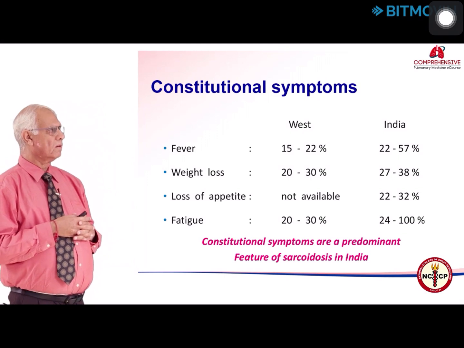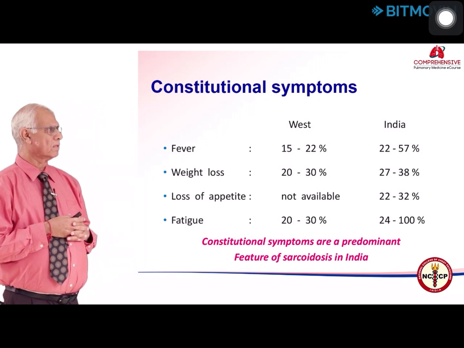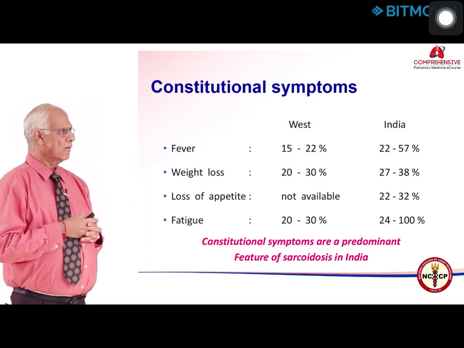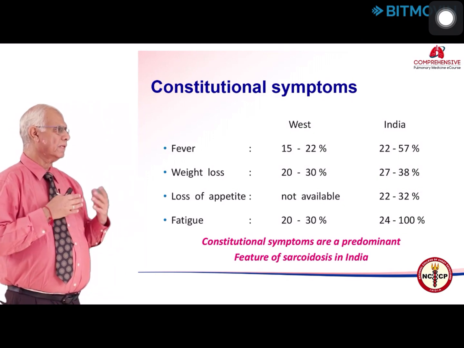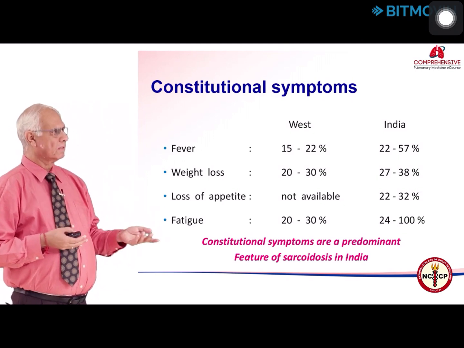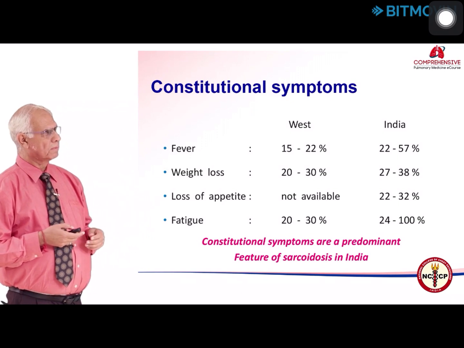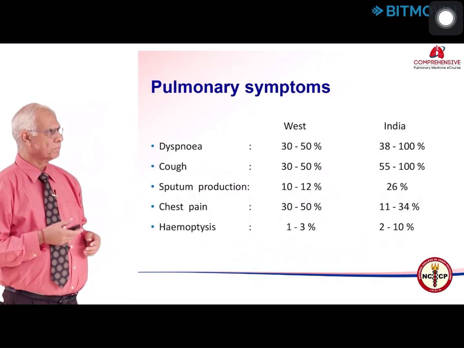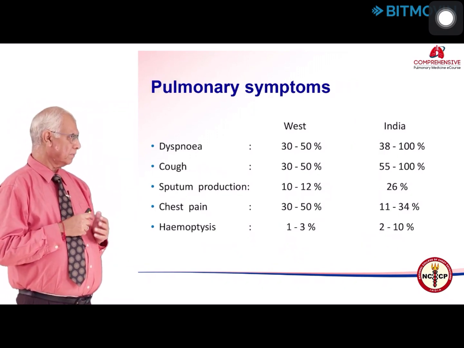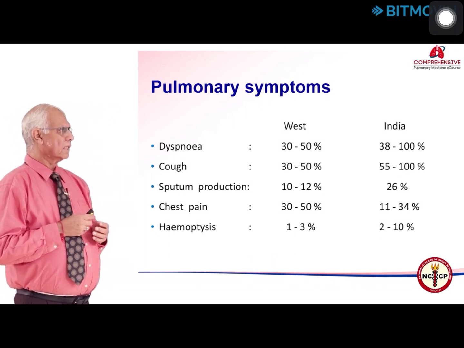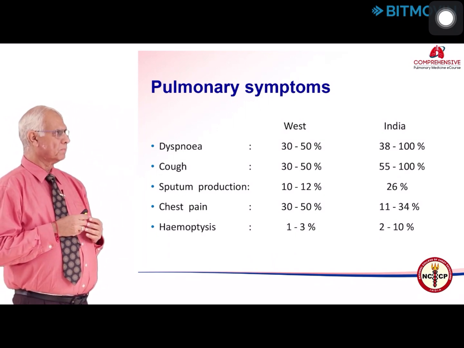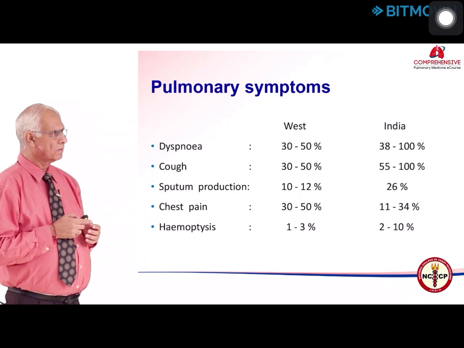Our patients have a lot of constitutional symptoms: fever, weight loss, loss of appetite, and fatigue. Because of these constitutional symptoms, which are very akin to tuberculosis, they are often diagnosed as tuberculosis, especially when you see the clinical picture and the radiological picture. Dyspnea and cough were predominant, much more in our patients. We also have a lot of hemoptysis.